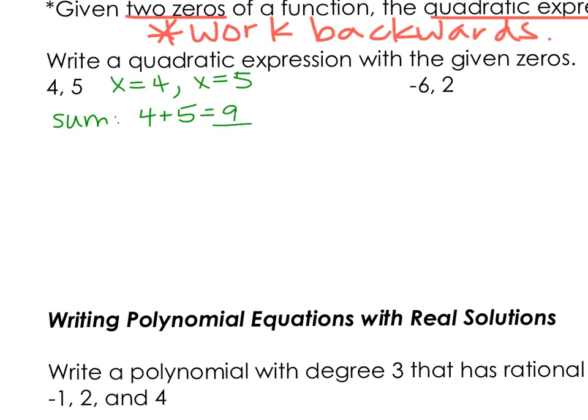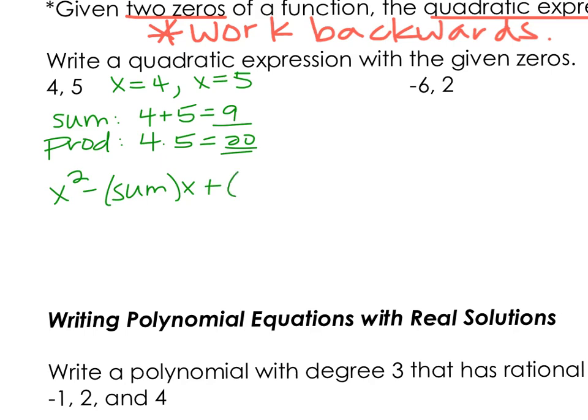That's going to be part of our quadratic expression. The product, 4 times 5, is 20. That's all you need. You need the sum and the product of your 2 zeros or roots. Now that template that we wrote up above, x squared minus the sum times x plus the product. The sum and the product are really just numbers in our quadratic expression. Also notice for this quadratic expression that your lead coefficient is always going to be 1.